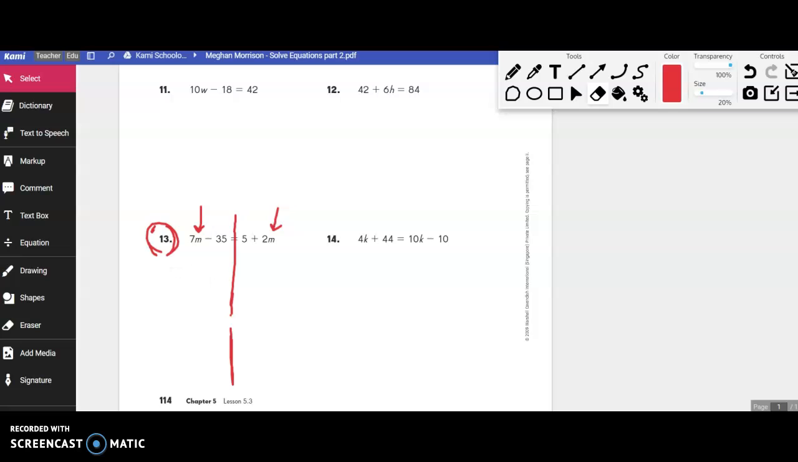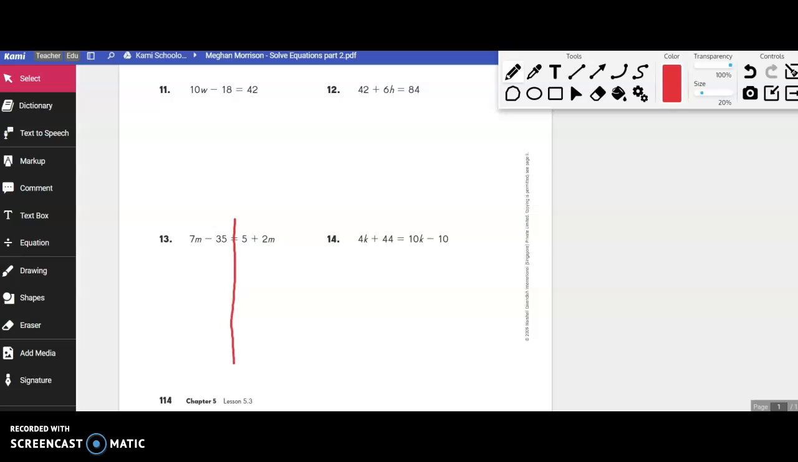So then maybe I say, okay, I better try a bigger number. Let me try 10. 7 times 10 is 70. 70 minus 35 is 35. 5 plus, okay, if m is 10, 2 times 10 is 20. 5 plus 20 is 25. Okay, that was not equal yet. They have to equal each other. But I got kind of close, so I could try a number around there and see if I can get it. So again, guessing and checking would work.